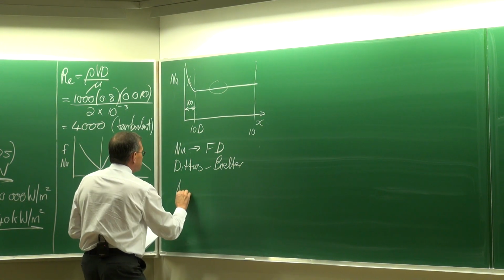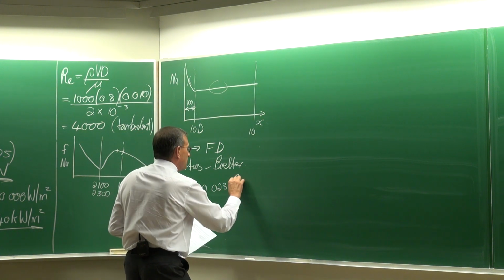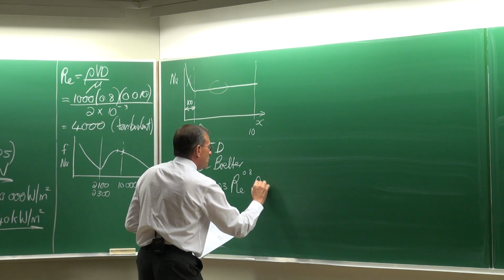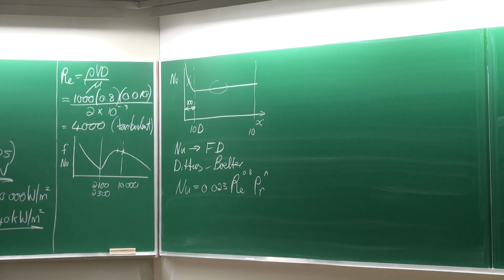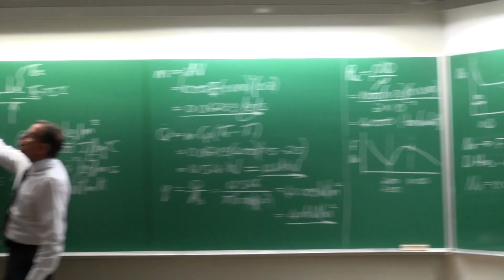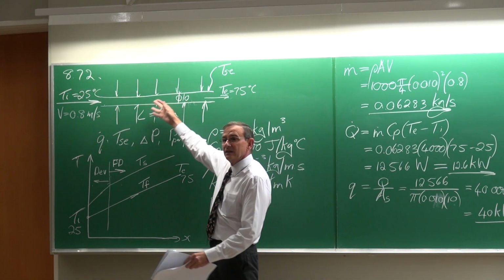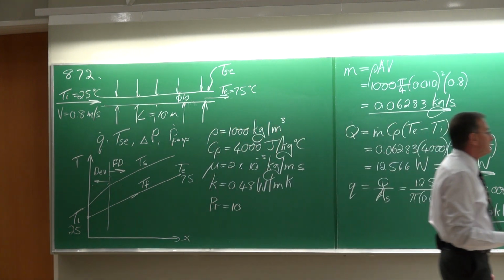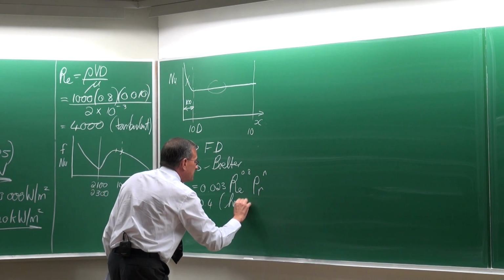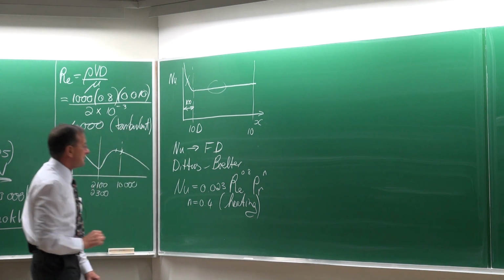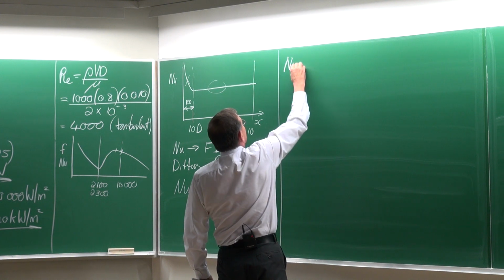The Dittus-Boelter says the Nusselt number is equal to 0.023 multiplied by Reynolds to the 0.8 Prandtl to the n. Where n is equal to 0.3 if you are doing cooling, while n is equal to 0.4 when you're doing the heating of the fluid. And in this case, the fluid is being heated. So n is equal to 0.4 because we are heating the fluid. Right, and now we can go and determine the Nusselt number.